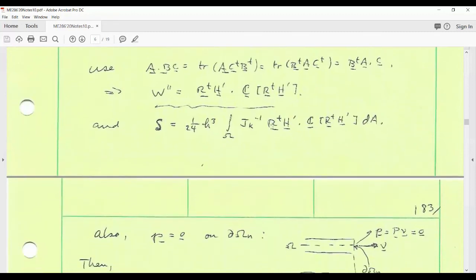Now here we've approximated H by R, right? H is a rotation under the pure bending assumption.